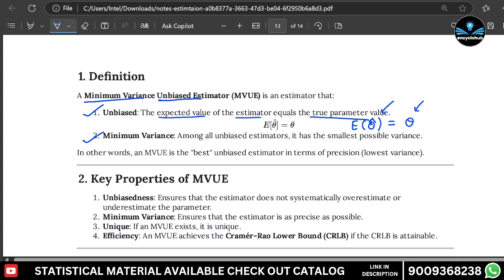Second one is the minimum variance. Among all unbiased estimators, it has the smallest possible variance. It is called the minimum variance unbiased estimator. In other words, MVUE is the best unbiased estimator in terms of precision because it has a lower variance.